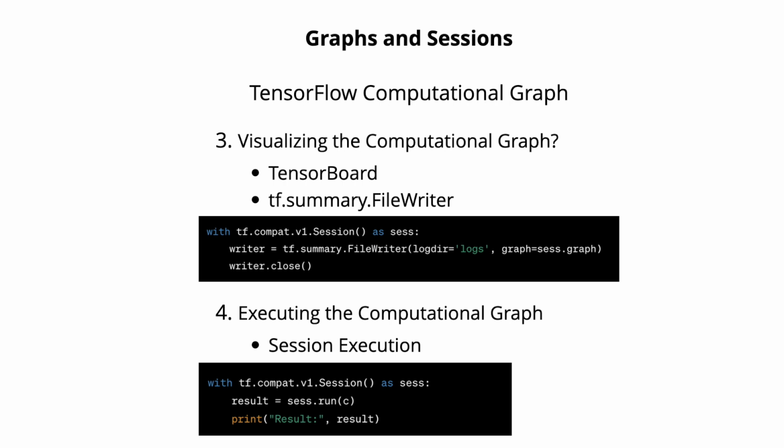Now, executing the computational graph. Session execution. In TensorFlow, computations are performed within a tf.Session context. When you run a session, TensorFlow executes the operations in the computational graph and computes the output tensors. Example is here: with tf.compat.v1.Session() as sesh, result = sesh.run(c), print(result). This will give you the result.